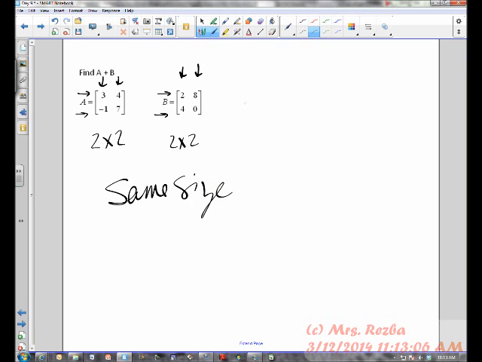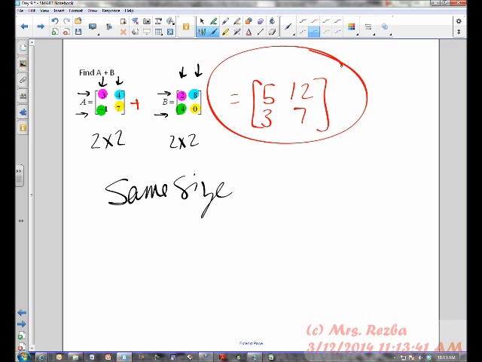So looking at our addition, we're going to go spot 1 with spot 1. So this spot plus that spot. 3 plus 2 is 5. Next, 4 and 8, spot by spot. 4 and 8 make 12. Next spot we're going to look at, -1 and 4. -1 plus 4 is 3. Last but not least, our last spot, 7 and 0. 7 plus 0 makes 7. So A plus B is this matrix: 5, 12, 3, 7.